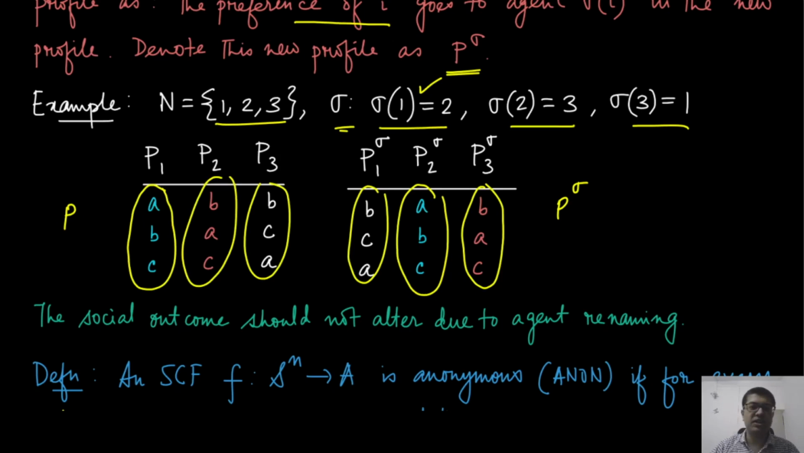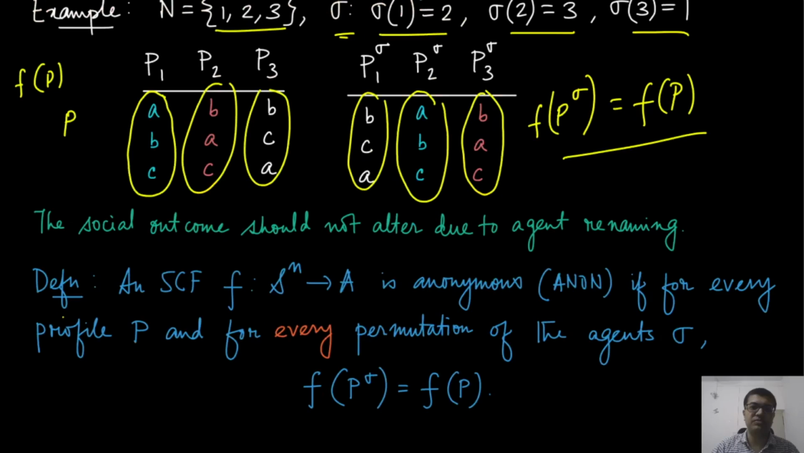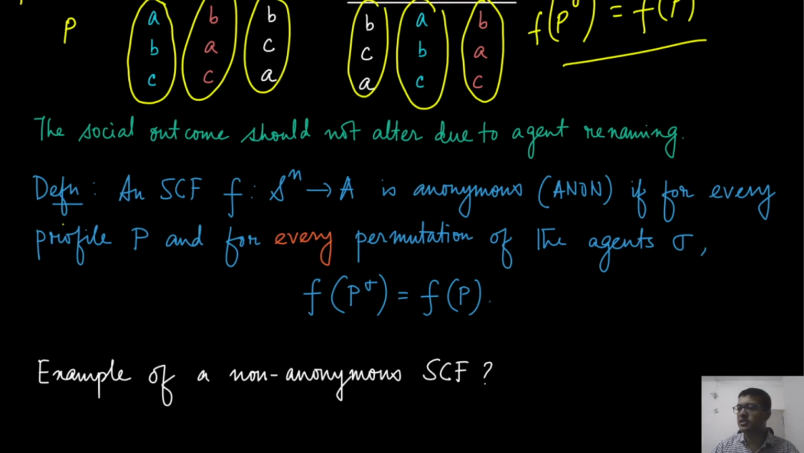Now, what does anonymity say? On the social outcome, if f of P was something, then f of P sigma will also become the same. So f of P sigma should be equal to f of P. That is the requirement of anonymity. Just because you have relabeled the players, it should not change the outcome. That is anonymity.